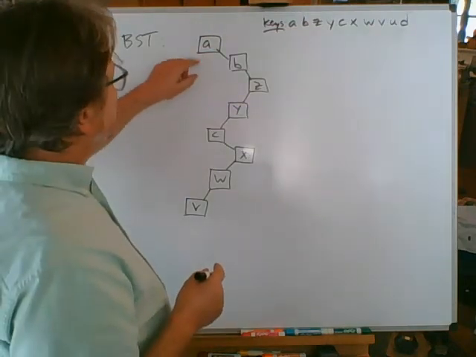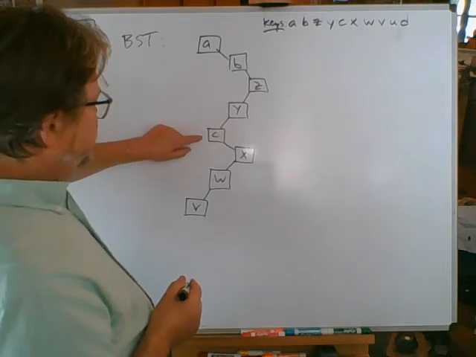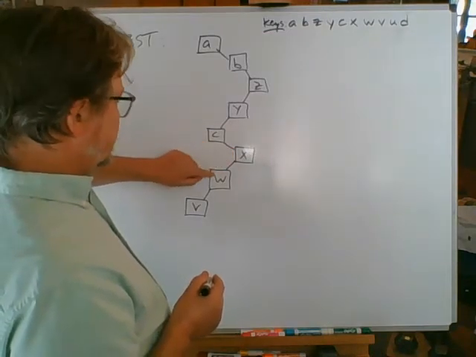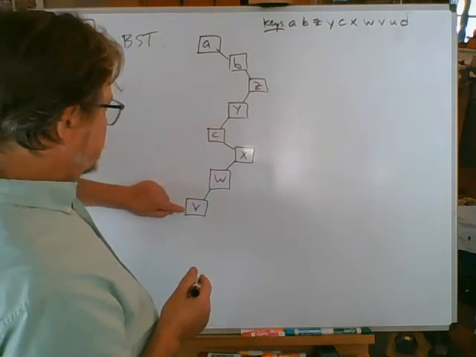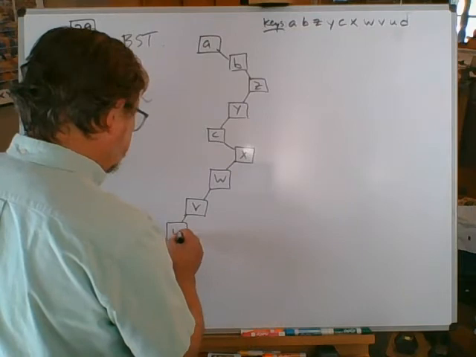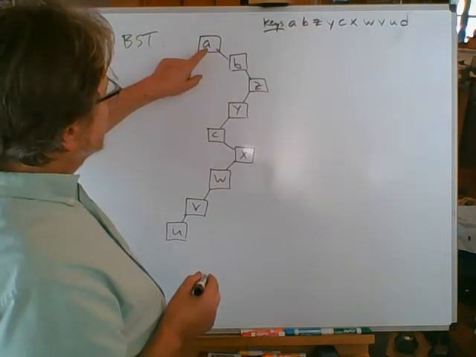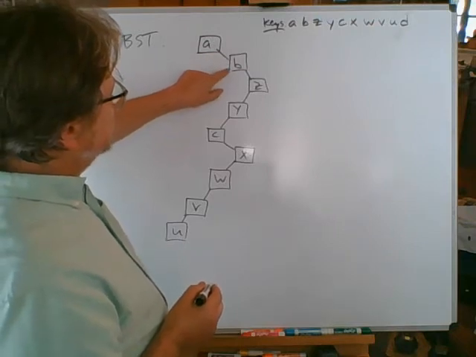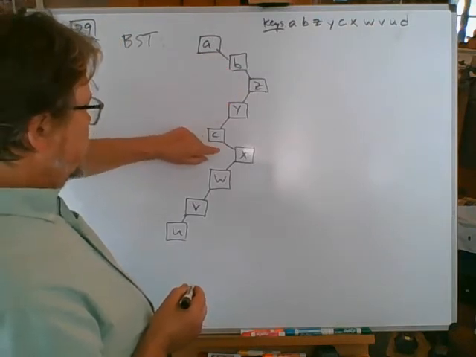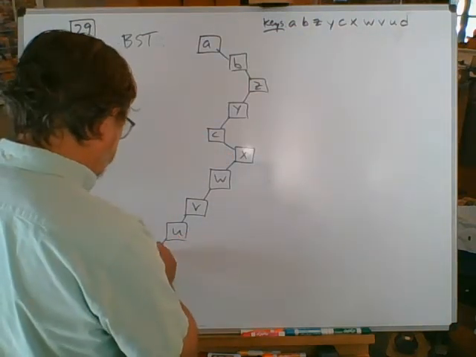U. U is greater than A, greater than B, less than Z, less than Y, greater than C. U is less than X, less than W, less than V. So it becomes the left child of V. And finally D. D is greater than A, greater than B, less than Z, less than Y, but it's greater than C, but it's less than X and way less than all the rest of this stuff, so it's the left child of U.